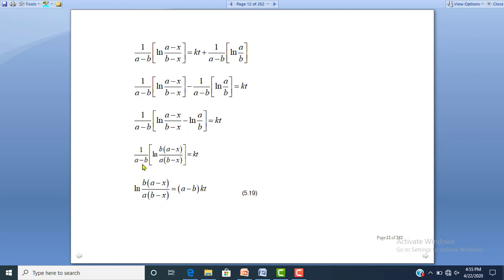So this equation, where this a minus b is in the denominator, we multiplied the whole of this equation with a minus b. Here a minus b will be cancelled, and in the right hand side it will be multiplied. So the equation became 5.19: natural log b into a minus x divided by a into b minus x is equal to a minus b into kt.